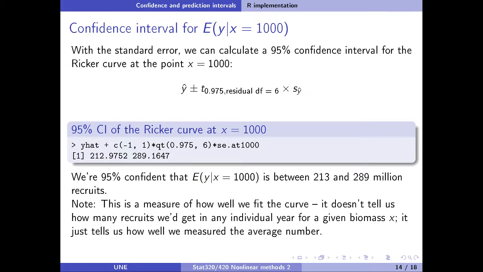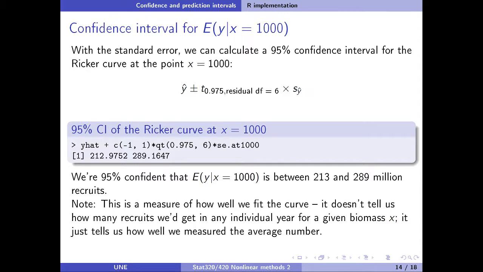All we've measured here is how well we fit the curve. It doesn't tell us if the curve was the right curve to fit. There might be a better curve to describe this data, a better model. If it was the right curve, if we had more data, we could estimate it better. It doesn't tell us how many recruits we get in an individual year for a given biomass x. It's simply how well we've estimated the average number.